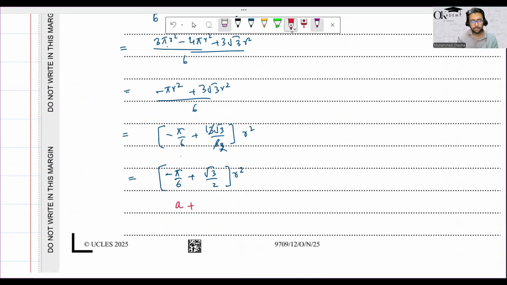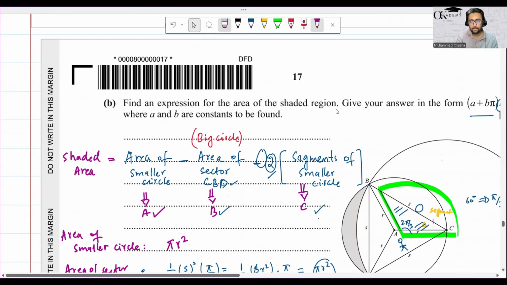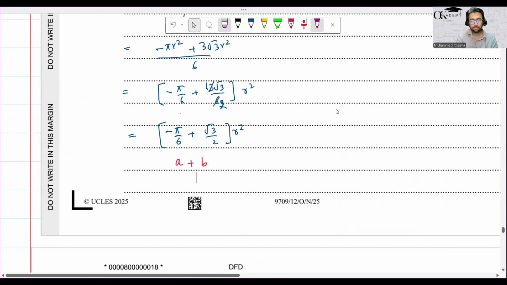A plus b, wait a sec. A plus b pi, right? So the term with a pi should come afterwards. I'll rearrange it. I want my answer this way: a plus b pi, times r squared. So if I rearrange this, I'm going to get square root 3 by 2 minus pi by 6, times r squared, and I'm done.